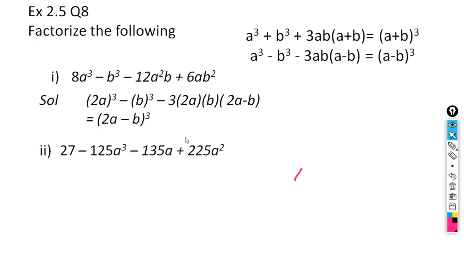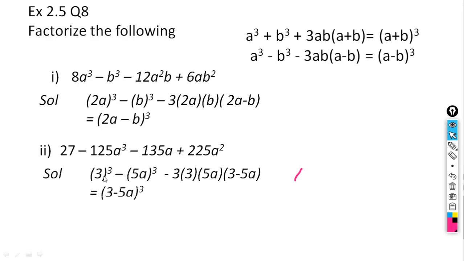We have another problem here, which is 27 minus 125a cube minus 135a plus 225a square. Again the same identity, that is a cube minus b cube minus 3ab into a minus b, will be used. Express them in the cubic form. We get 3 cube minus 5a cube minus 3 times of a into b into 3 minus 5a, which gives us the formula of 3 minus 5a whole cube, where a is 3 and b is 5a.